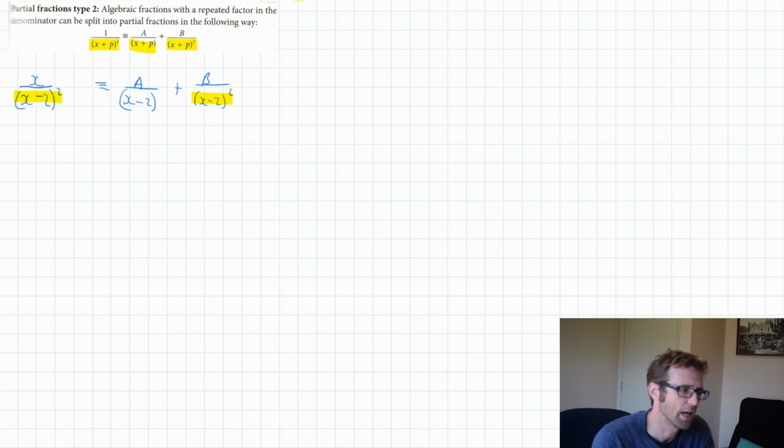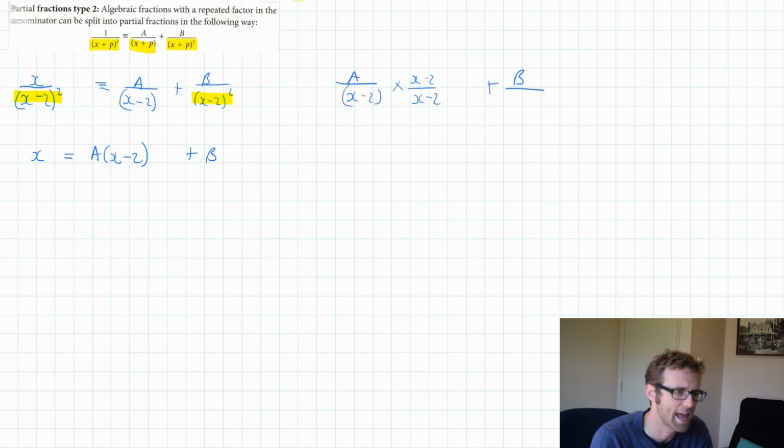Okay, so what I need to do at this point, guys, is figure out what a and b are, and I'm going to do that by writing x is equal to a into x minus 2 plus b. Why am I doing that? Well, I want to show that I am multiplying these to get them to have the denominator that I need. Now b already has the denominator that I need. So I'm just multiplying by x minus 2 over x minus 2 to get the first fraction to have the same denominator. So that's why I've got this.